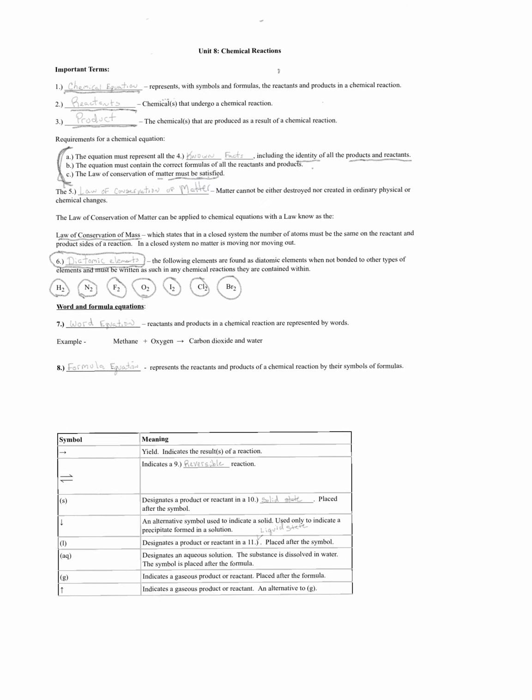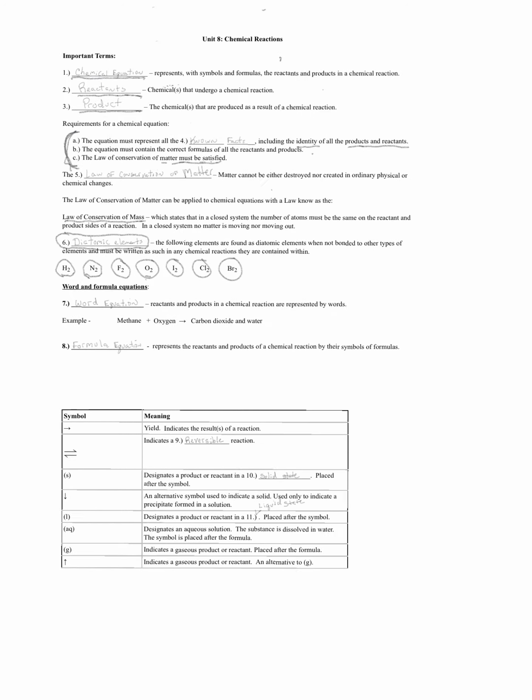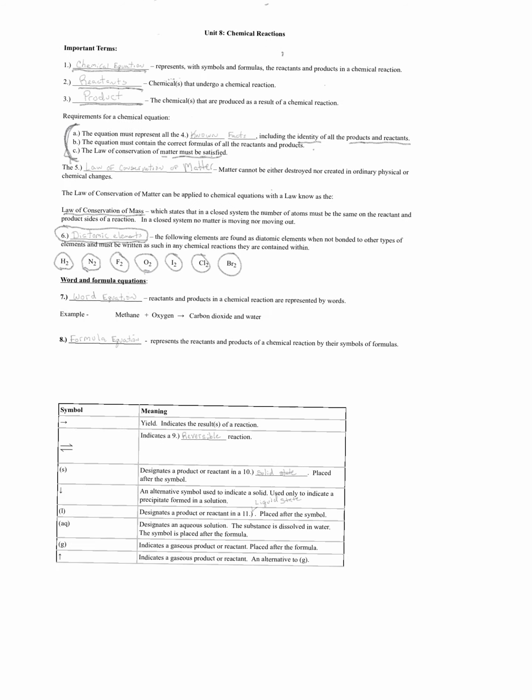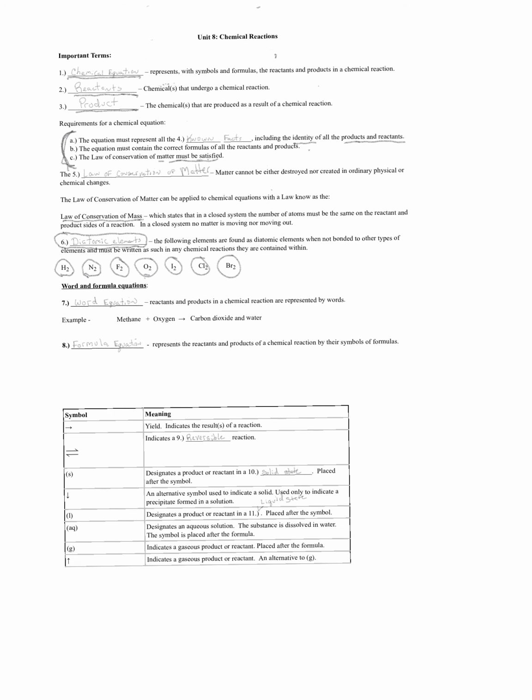So if you look at word and formula equations, because a lot of times that's how we write down chemical reactions, we'll use word equations. So a word equation, the reactants and products in a chemical reaction are represented by words.